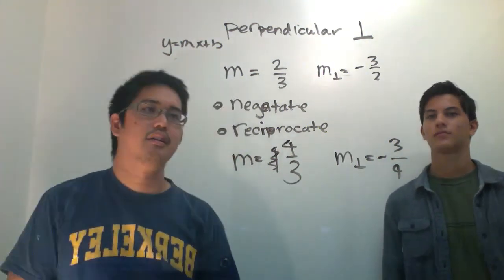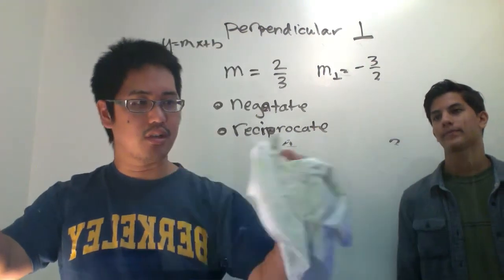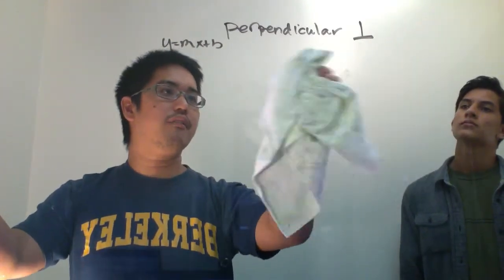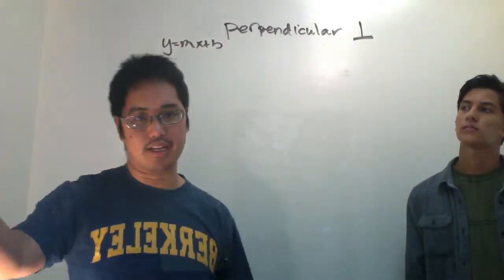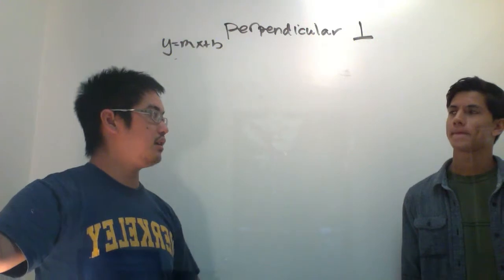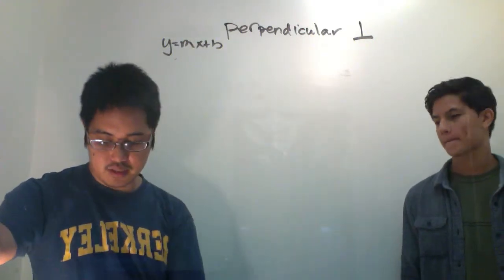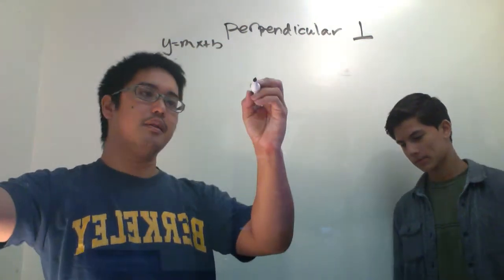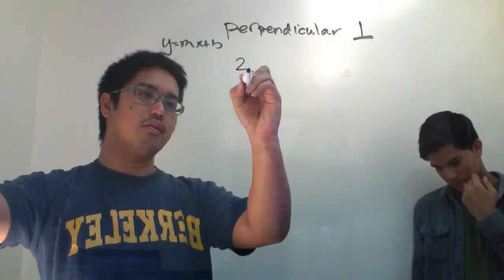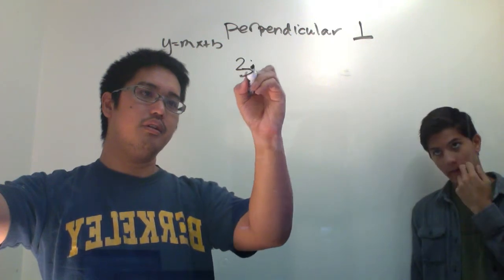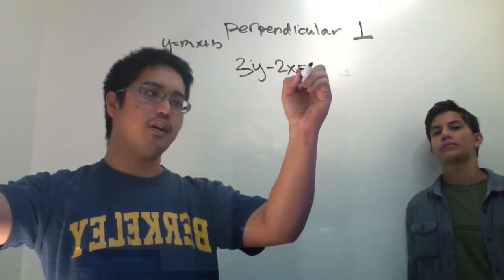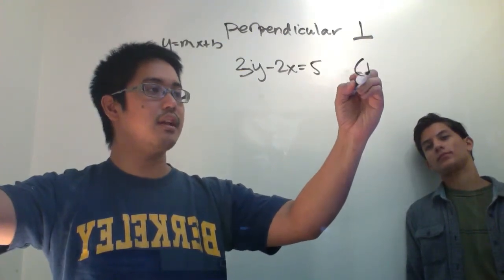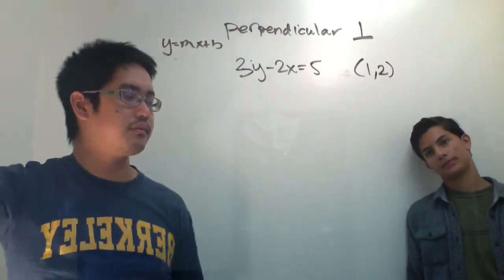So, if you're given the slope of a line, and you want to figure out what the slope of a perpendicular line is, you take the slope and you negatate it and you reciprocate it. For example, let's say it was 3y minus 2x equals 5, and I want to figure out a perpendicular line that goes through the point (1, 2).